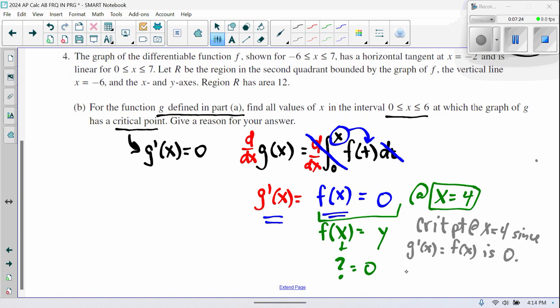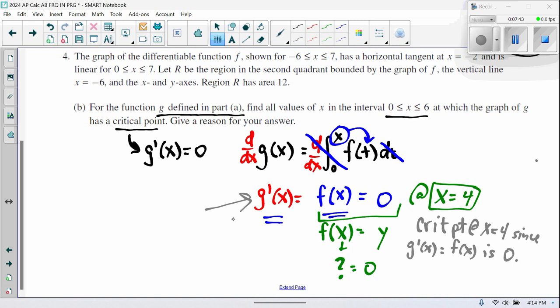I guess the reason, I have that here, but now I've got it written out. And if you want to mention that it's an x-intercept or whatever, that's fine. But that's your reason. That's where f of x is 0, because f of x is g prime of x. And that's where g has a critical point.